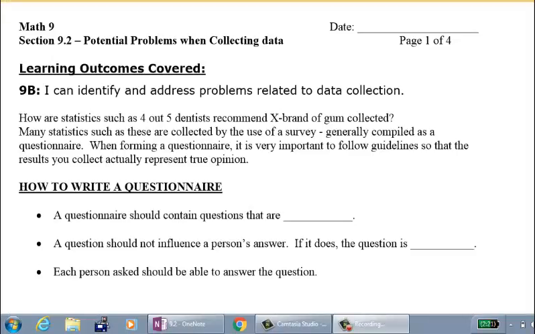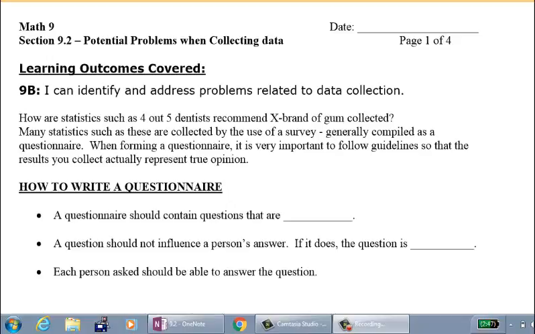Yesterday we looked at section 9.1 and we talked about theoretical probability and experimental probability. And the experimental probability came when you actually went out into the survey. So today in section 9.2, we want to look at what potential problems you could have when you actually go out and do an experimental survey to collect data to answer an experimental probability question.